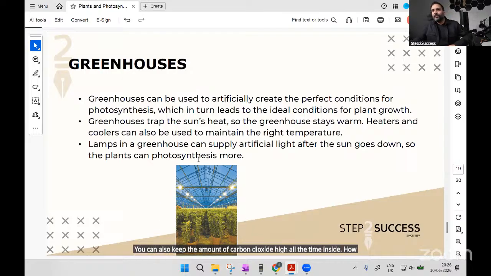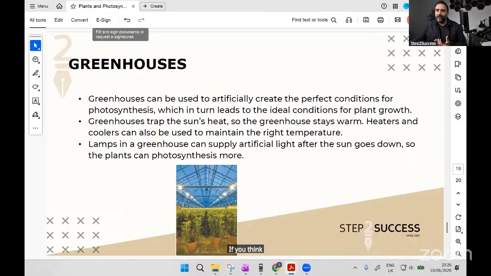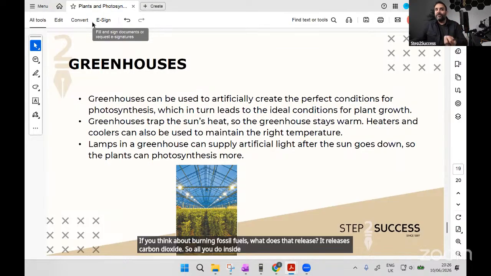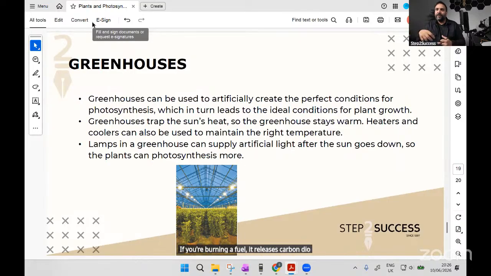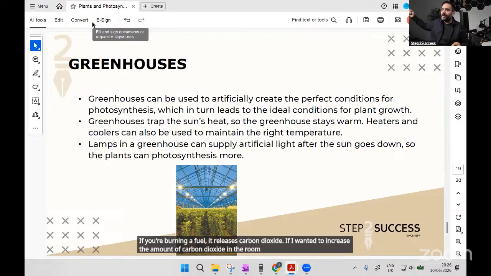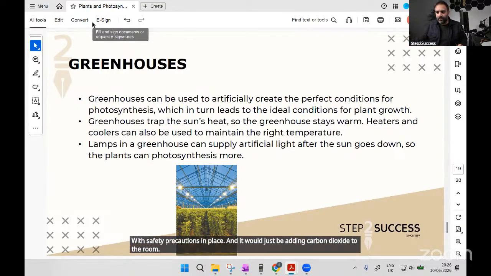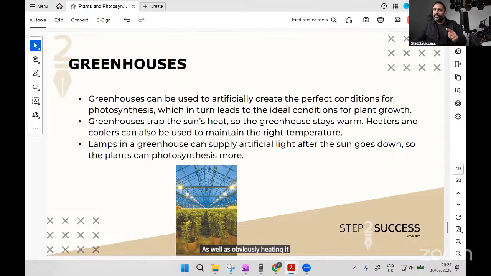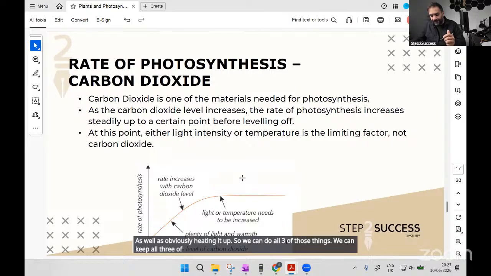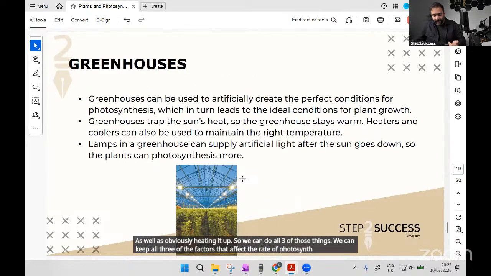How could you do that? Well, if you think about burning fossil fuels, what does that release? It releases carbon dioxide. So all you do inside this greenhouse is have, like in the corner, a little heater going, like a little fire burner, which obviously keeps it warm a little bit as well. But crucially, if you're burning a fuel, it releases carbon dioxide. If I wanted to increase the amount of carbon dioxide in the room that I'm in right now, I could just have a little fire going in the corner with safety precautions in place. It would be adding carbon dioxide to the room as well as heating it up. So we can do all three of those things. We can keep all three of the factors that affect the rate of photosynthesis nice and high indoors in a controlled greenhouse.